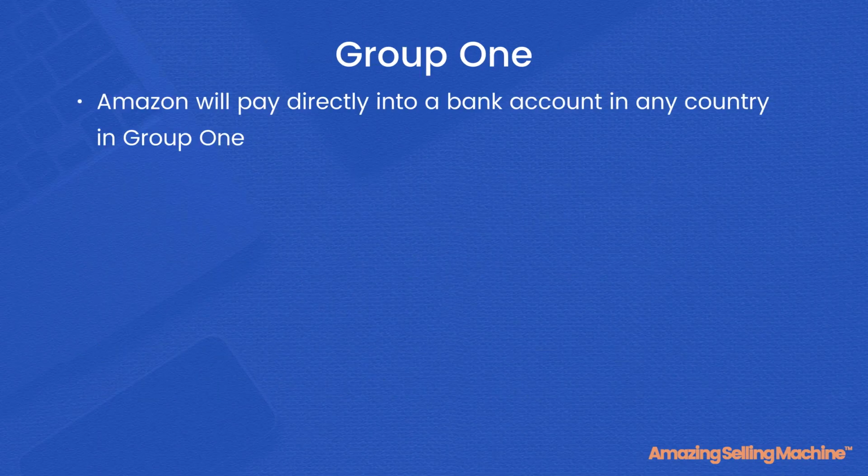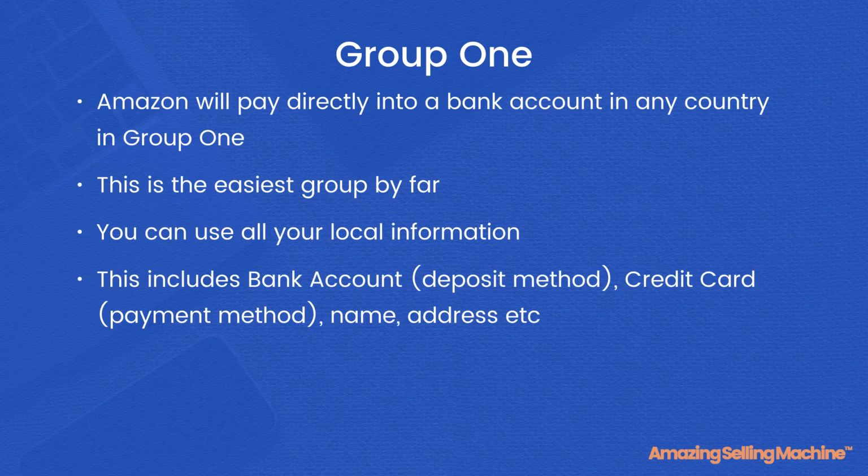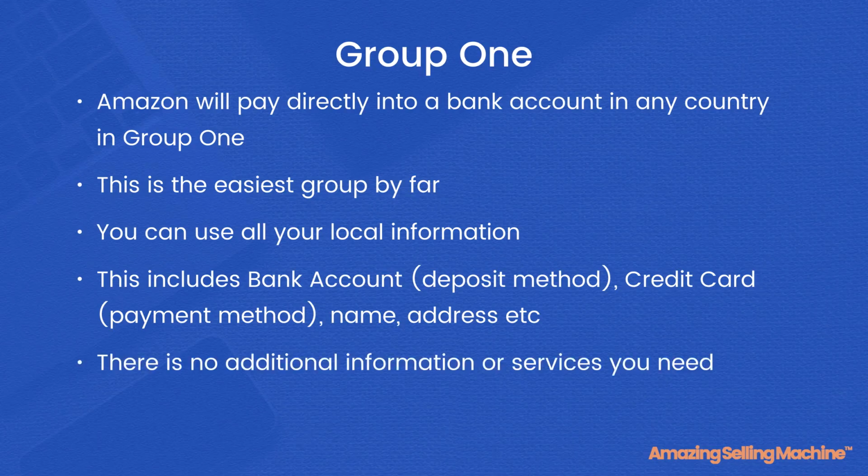So Group 1. Amazon will pay directly into a bank account in any country in Group 1. And this is the easiest group by far. You can use all your local information. This includes bank account, in other words deposit method, credit card, name, address, etc. There is no additional information or services you need.